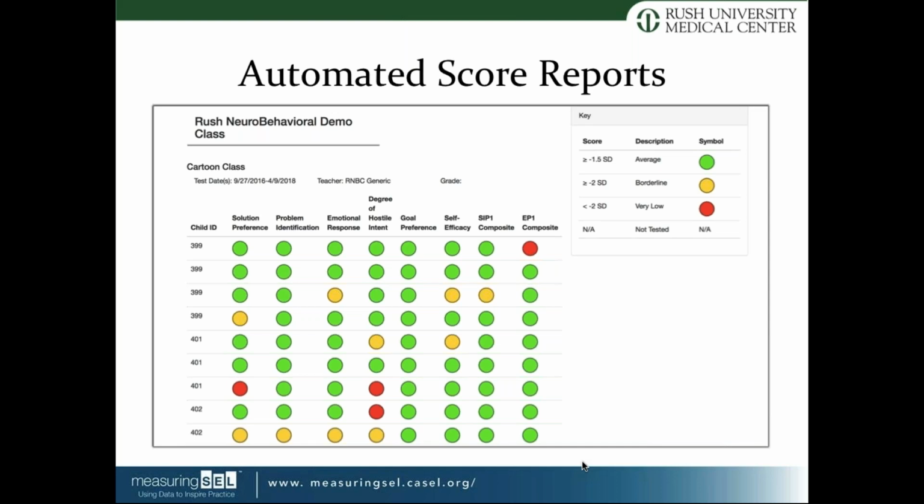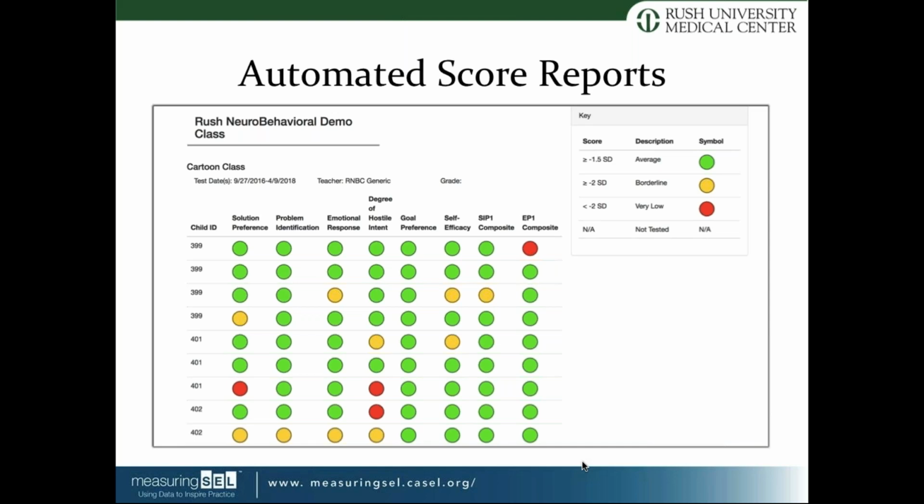Calculated scores include the domains we discussed earlier, as well as a social information processing composite score made up of solution preference, problem identification, and goal preference, as well as an emotional processing composite score made up of emotion response and degree of hostile intent.